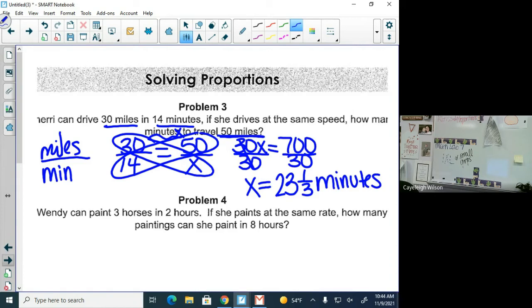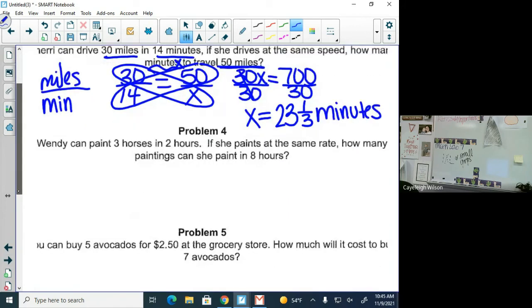Does it make sense? So look, if it took 30 miles in 14 minutes, would you expect 50 miles to take longer or shorter? Longer. So 23 is bigger than 14, so yeah, that's reasonable. All right, try the next one.